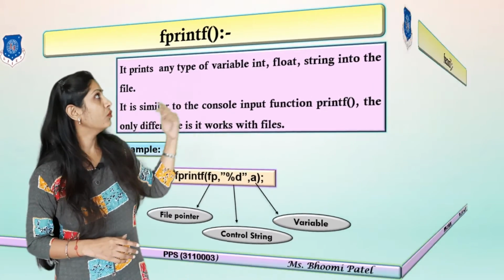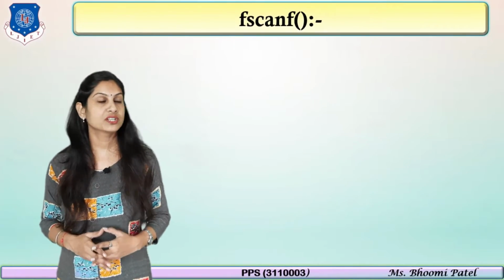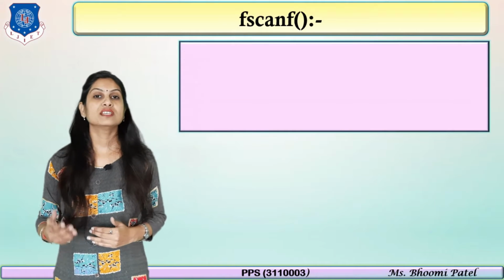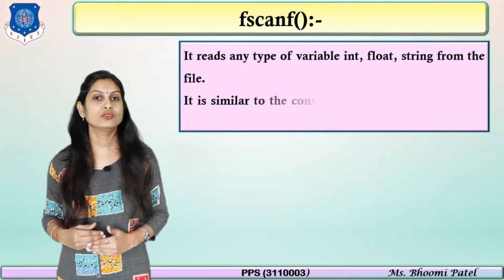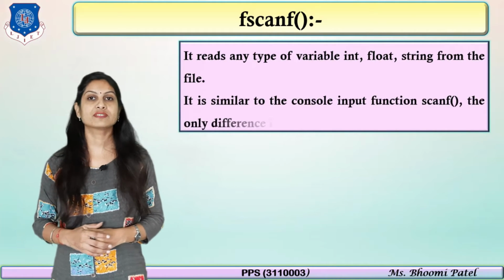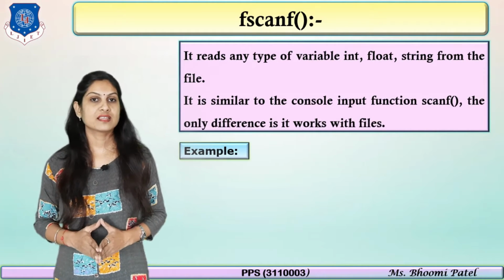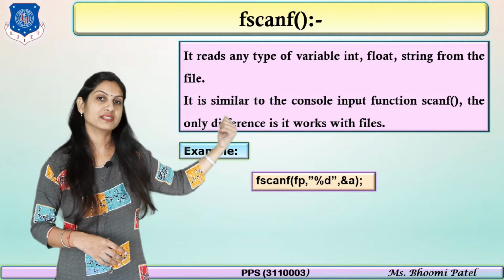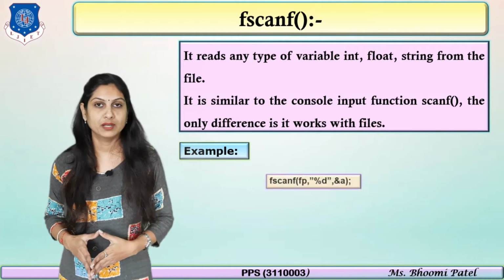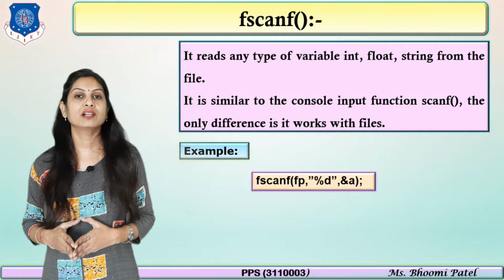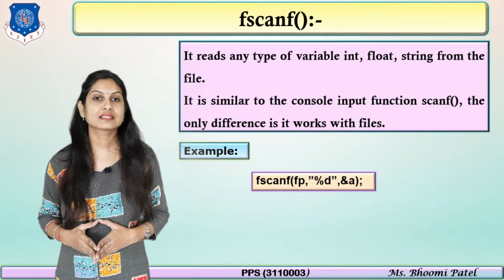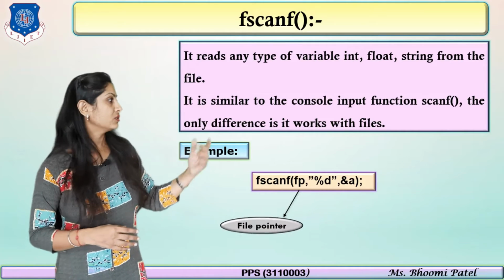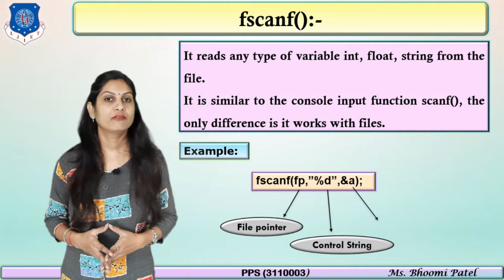Now moving on to the second function, that is fscanf. This is used for reading data from a particular file, and for that we use the syntax fscanf, with the same form: fp, comma, %d, and then the variable. But here before the variable we have to use the & sign, same as we use in scanf functions. Clear? So the data is read from the file.